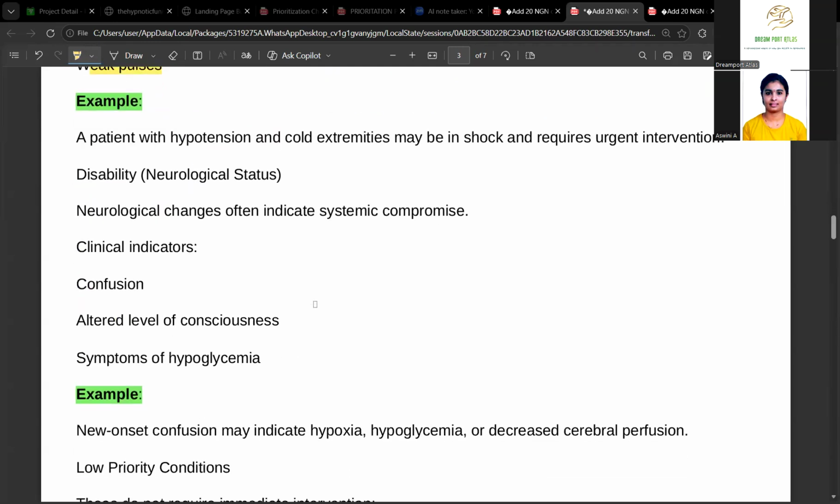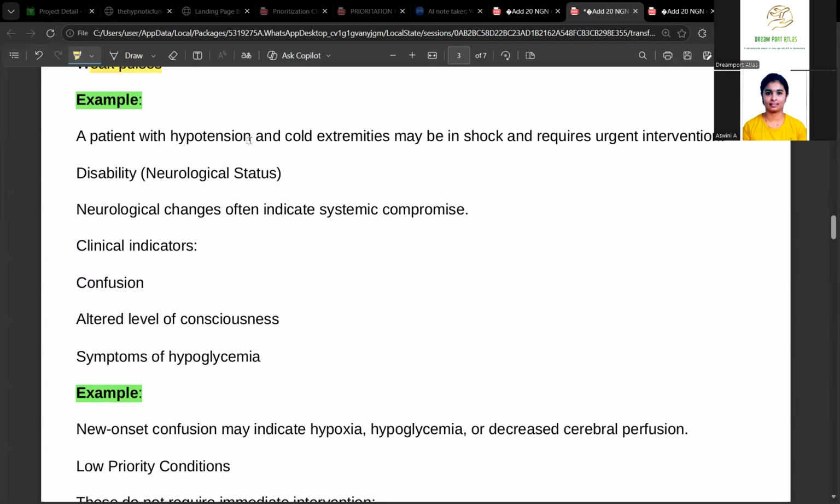Okay, and next example, if the client is having hypertension and cold extremities, what is the symptom or complication we can expect? The client is going into hypovolemic shock. So here we need to assess the neurological function. That means we check whether the client is confused or restless, and whether the client's neurological changes are getting worsened or not.